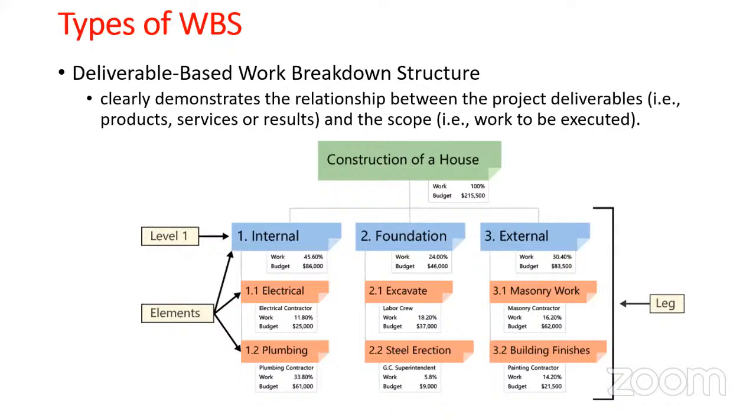Then you come down to the next level. It tells you electrical, excavate, masonry work, plumbing, steel erection, and building finish. It doesn't really give you any work or perhaps any tasks under each of these. So it's basically deliverable based. At the end of the day, we say we are done with electrical, we are done with excavation, we are done with plumbing. The person using this doesn't bother his head with breaking down the work further, because it's just a deliverable-based project.